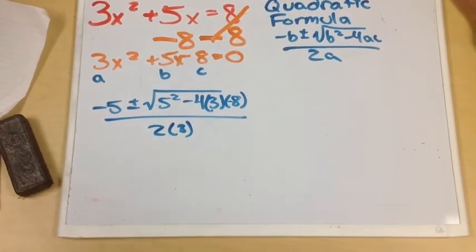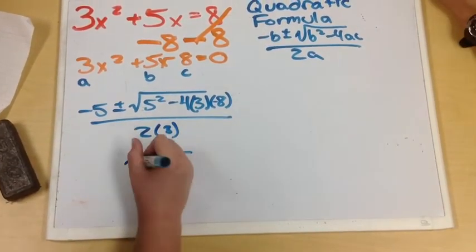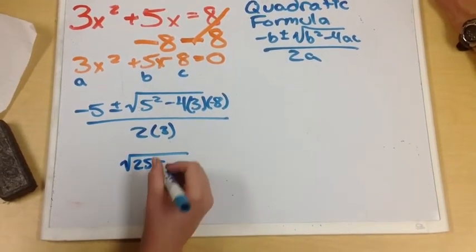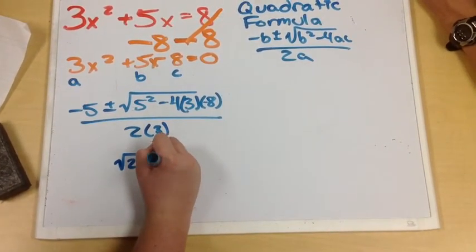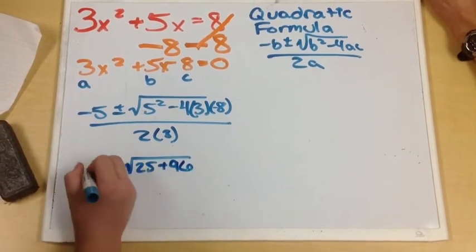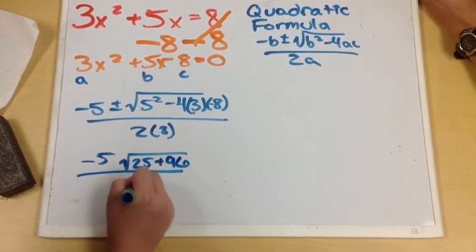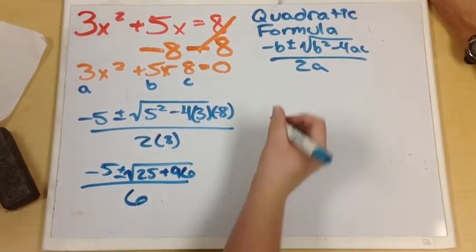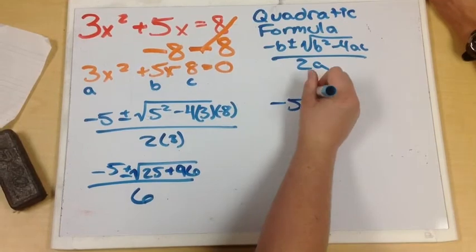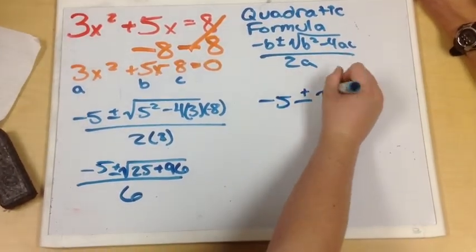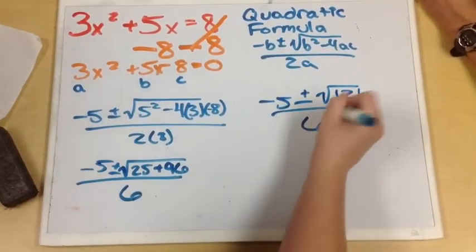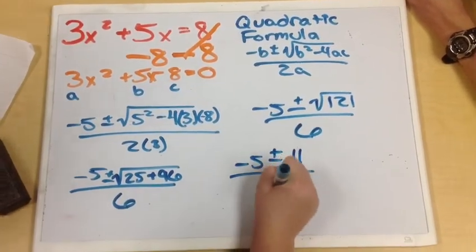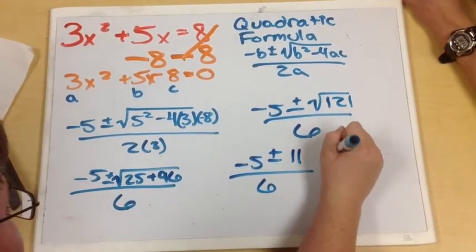Okay, so it's... Simplify that further. 4ac is 96. Plus, it's plus 96. Negative 5 plus or minus. Simplify even further. Square root of 121 over 6, which is 11. Negative 5 plus or minus 11. And then solve for x.